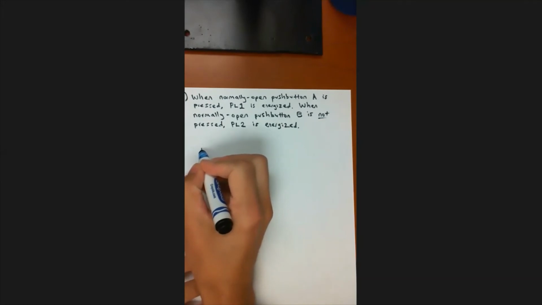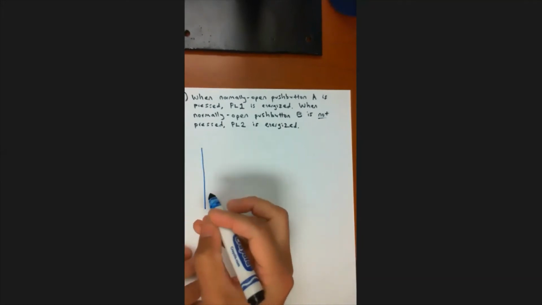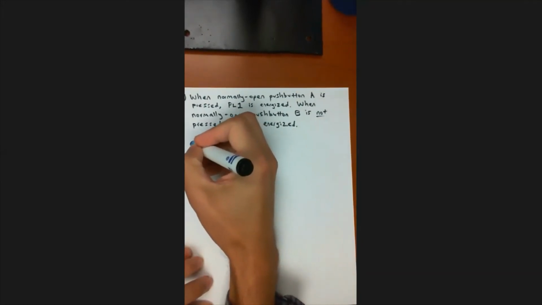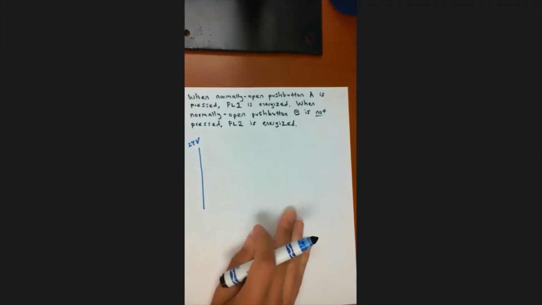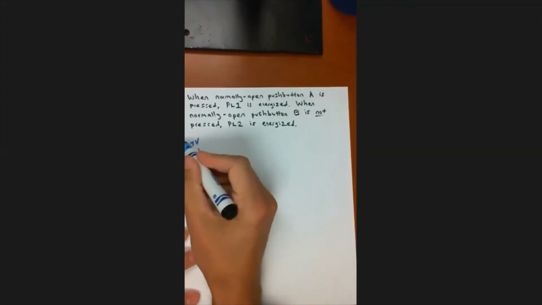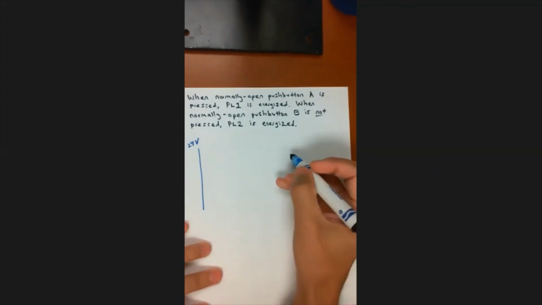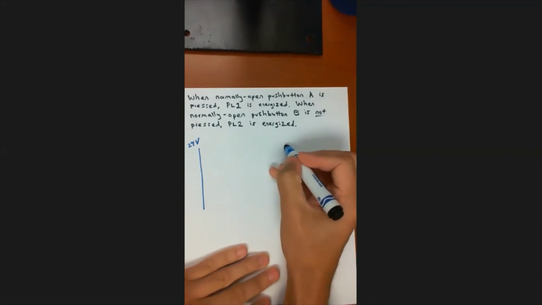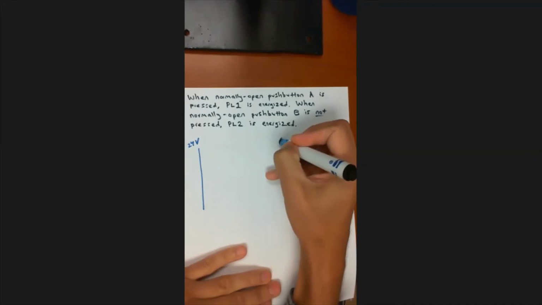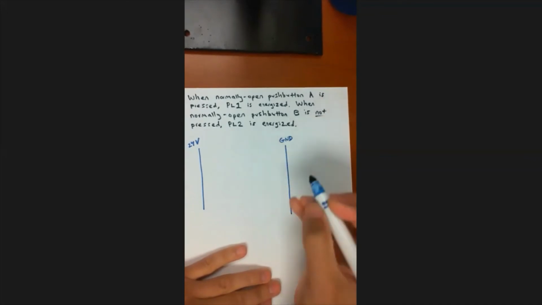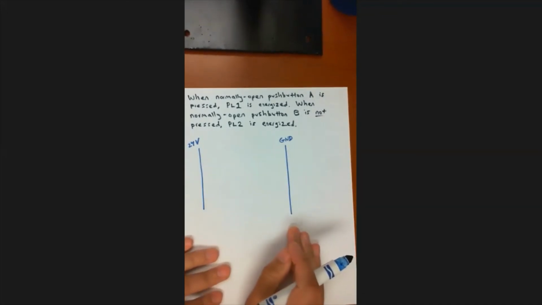So let's start by drawing our left side rail. And when we do this, we're going to use 24 volt sources. So there is our side rail. Don't forget to label that with 24 volts. And you know what? Let's just go ahead and draw the other one at the same time. So here is our right side rail, and don't forget to label that ground.